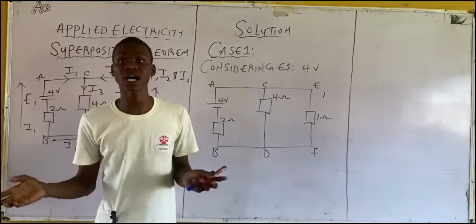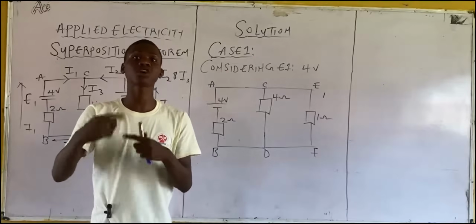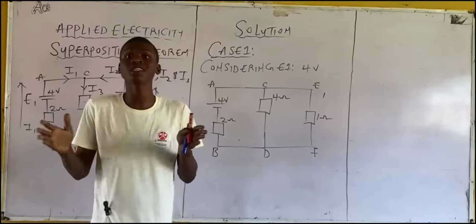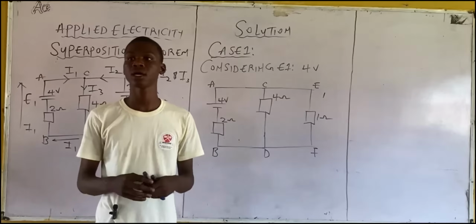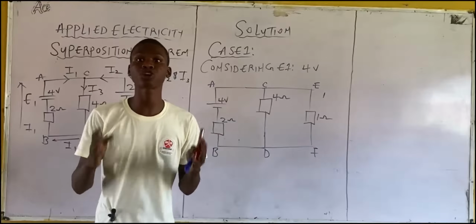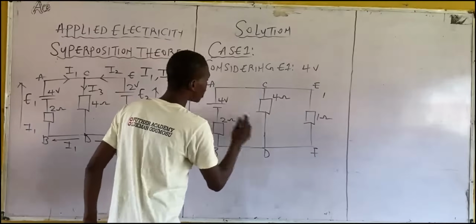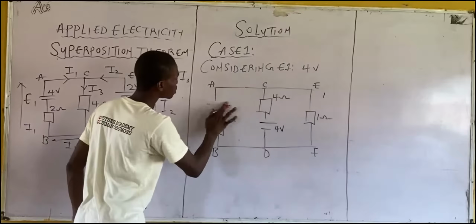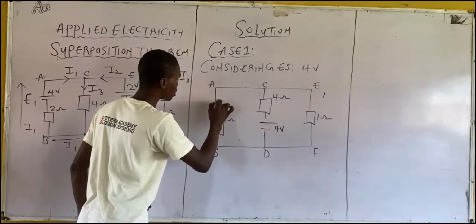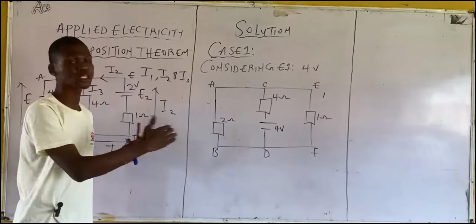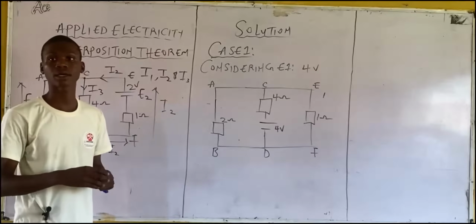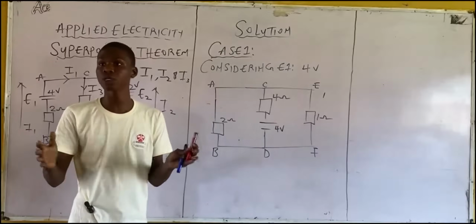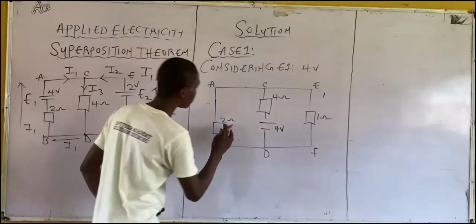In general, what it means is that when it comes to superposition theorem, after redrawing your circuit and considering the source EMF to use, the resistors standing alone, you are going to solve them in parallel. Are you getting the idea? You are going to solve them in parallel. Let's say you have your 4 volts here, and this resistor is standing alone. So tell me, which resistors will you be solving in parallel? Which ones? 2 and 1, right? Why are we solving 2 and 1 in parallel? So that's the idea.